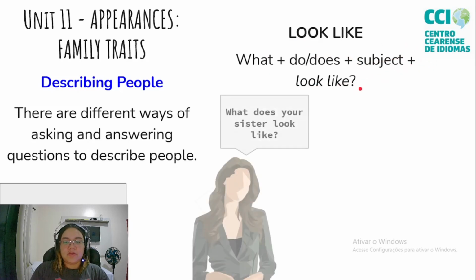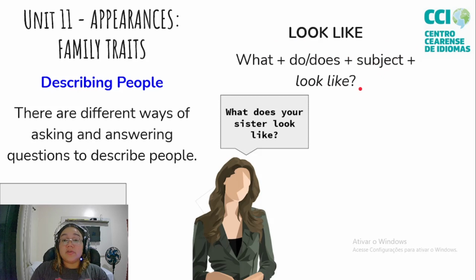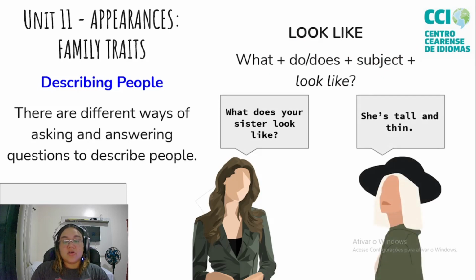Let's see an example here. What does your sister look like? She's tall and thin. So in the question here, it's this structure here. What, just like here, what does, right? Does your sister is the subject, look like, the expression look like. So what does your sister look like? This is one way of asking about someone's appearance, physical appearance.